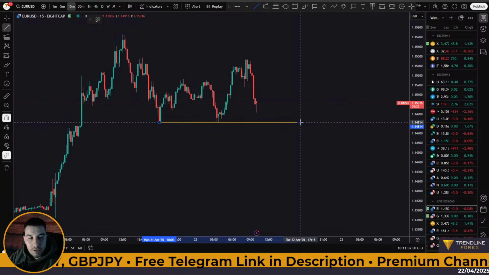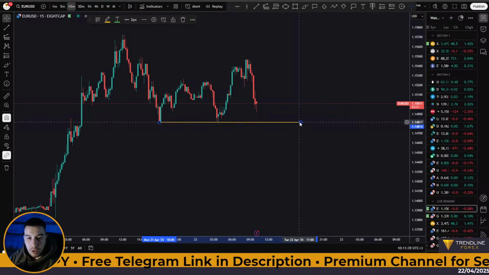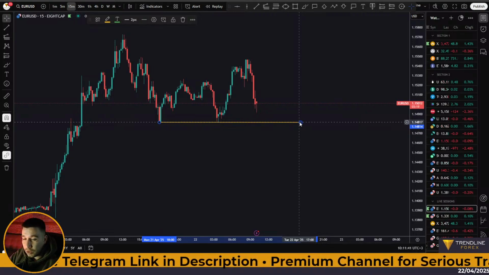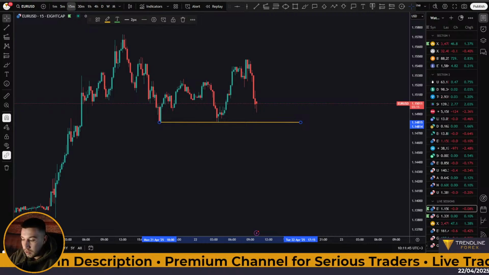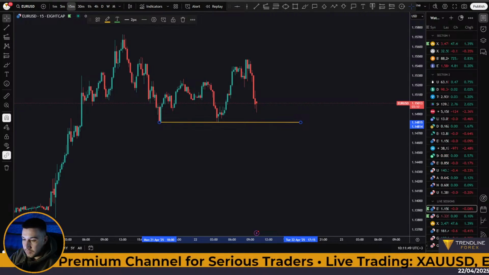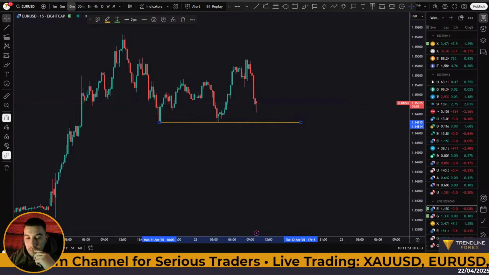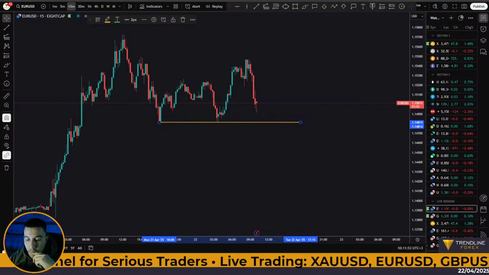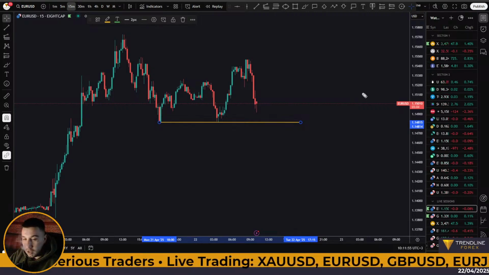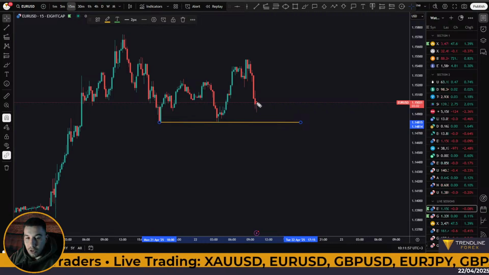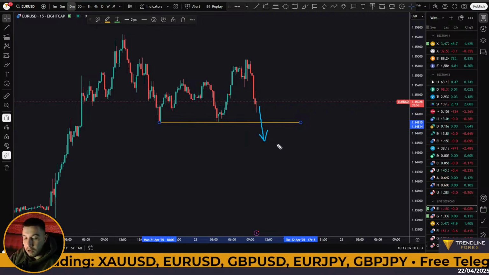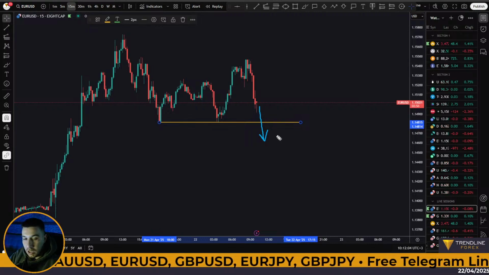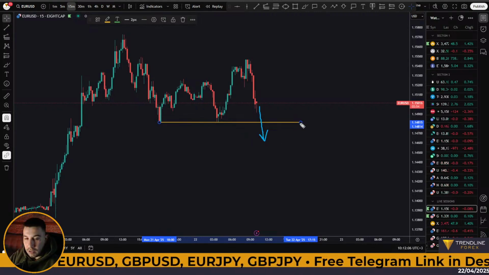So let's see, here is the support on EUR/USD. We're talking about the level of 1.1480, 81, 82, something like this. Even though I marked out this level on my chart, it doesn't mean that if price breaks below that, I'm going to be looking for short trades. It doesn't mean that. I'm just marking out the level.